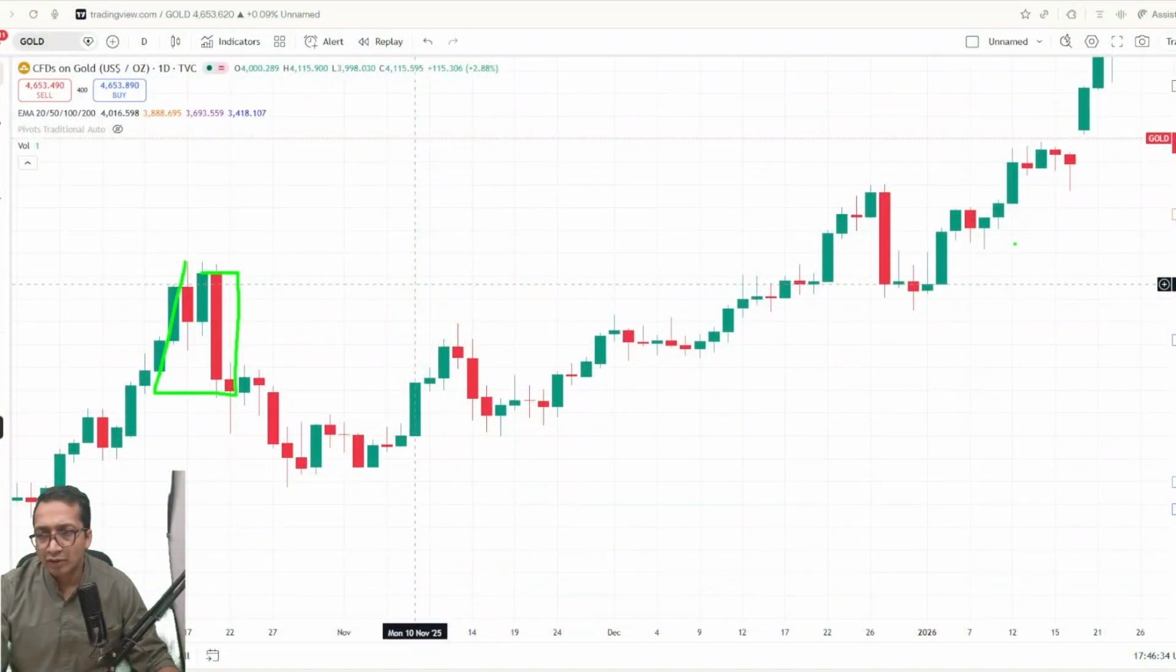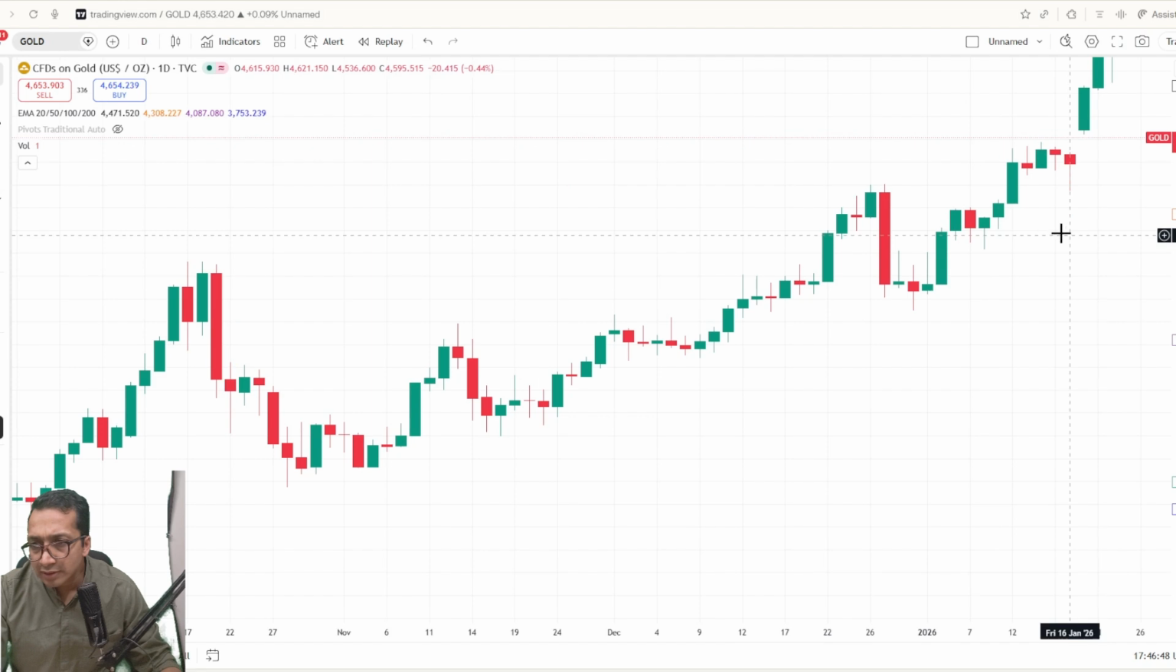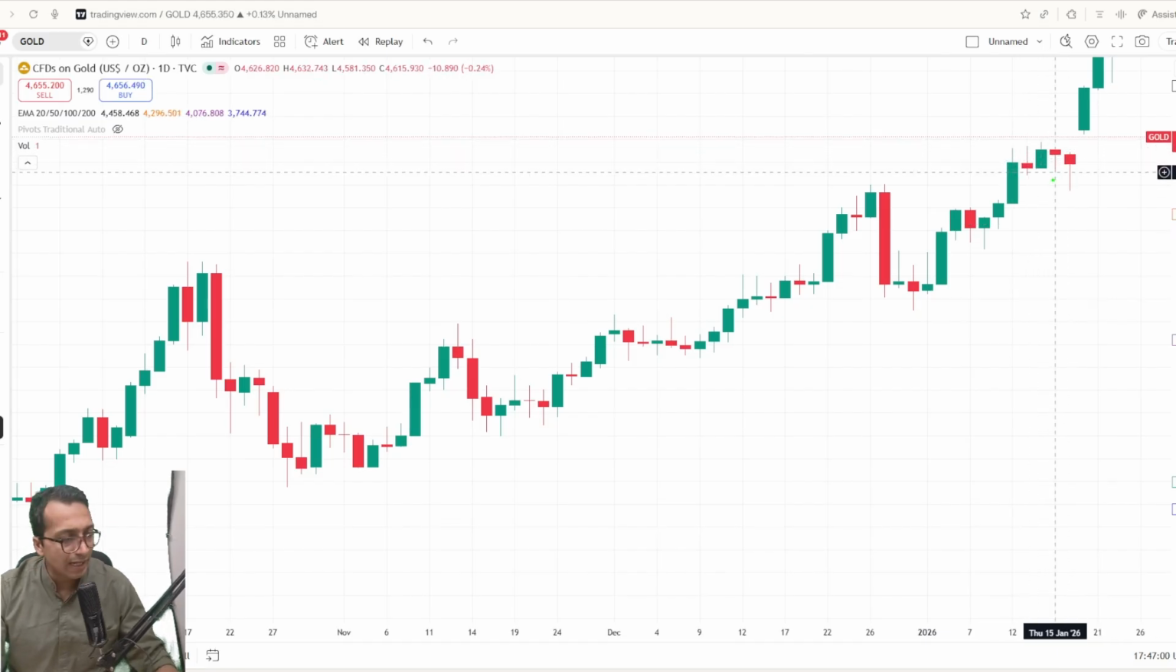And what actually happened? The market is closing at this point. Next day the market is opening at this point. The market tried to go up, but there was selling pressure. Then the market tried to go down, but there was buying pressure. So at the end of the day, the market came to where it was at the start of the day. So the market is confused. It could not go up, could not go down. So that is called a doji pattern.